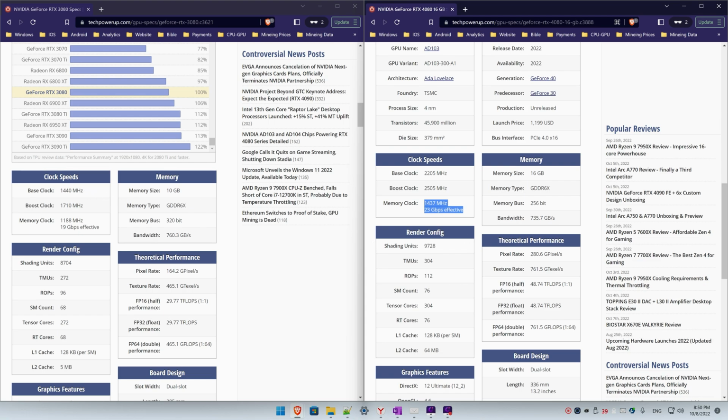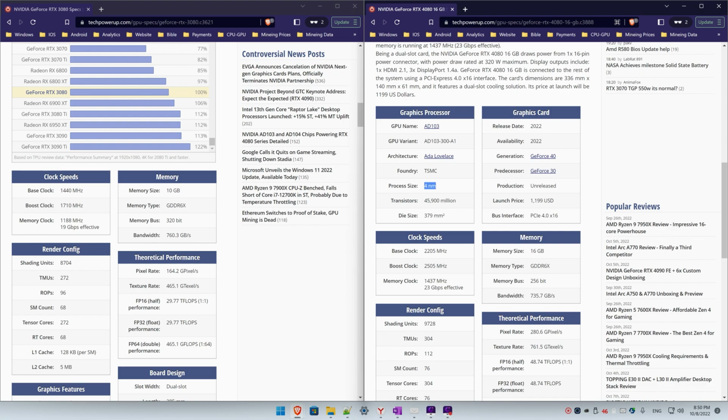Anyway, back to the core clocks. So base clock, boost clock, 1440, 1710, and on the 4080, base clock 2205 and boost 2505. So this is great news for core related algorithms. Not only are you getting more transistors because the nanometers went down, and the die size is less, you're actually running it faster. So all of those give you a good, solid expectation of about a 20 to 30% increase in core related coins.